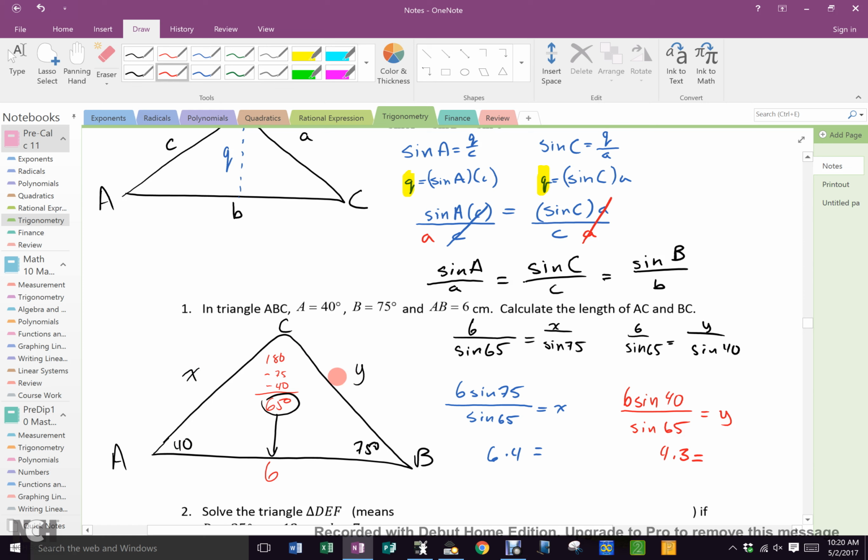Now the point I'm trying to make here is, would it have mattered if I'd put B up here? No, because then my 6 would have been here, but it would have been the same calculations. Is everybody good?